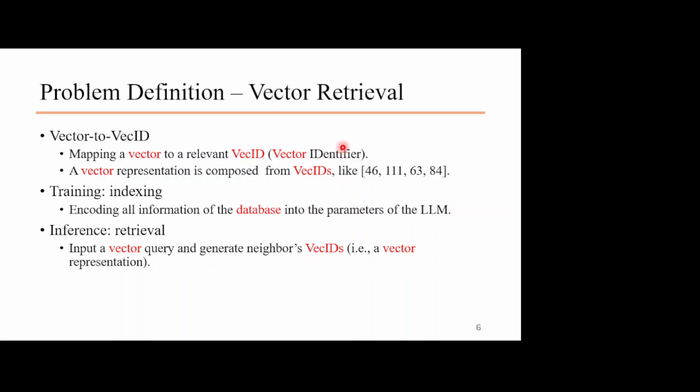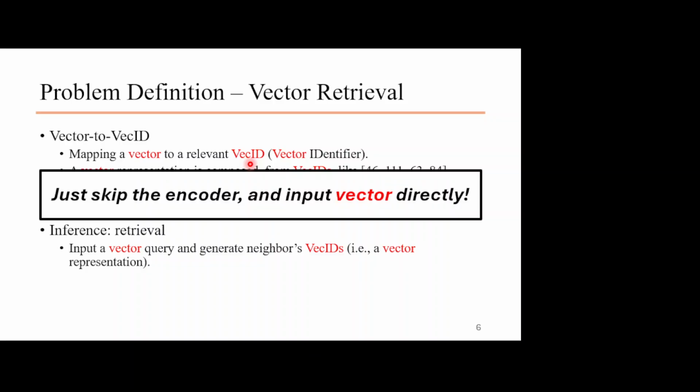And in our term project, we don't use text as the data type. Instead, we use vector as our data type. So the problem will become vector retrieval, and the task becomes vector to vec ID. And as you can see, all the text, document, and doc ID are replaced by vector and vec ID. So to make this change, all you need to do is skip the encoder part and feed your vector directly to the decoder.